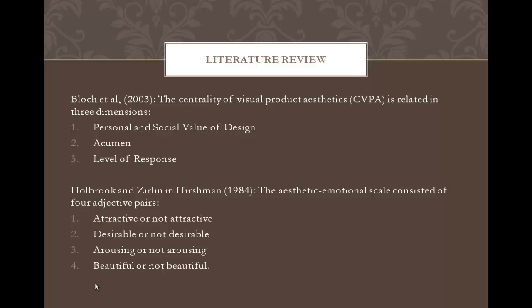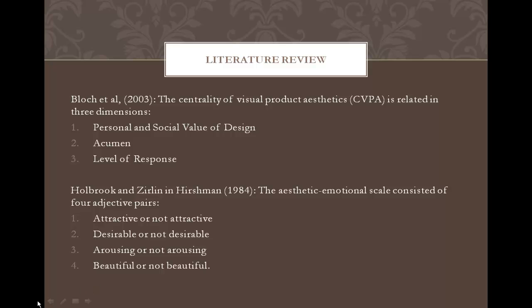And Holbrook and Zirlin, in Hirschman in 1984, explained that the aesthetic response to a stimulus is suffused with emotion, but additionally extends beyond emotion to include evaluative reactions to an object, for example, as being beautiful or sublime. The aesthetic and emotional scale consisted of four adjective pairs: one, attractive or not attractive; two, desirable or not desirable; three, arousing or not arousing; and four, beautiful or not beautiful. The affirmative responses to objects of this type are characteristically regarded as aesthetic or emotional in content within our culture.